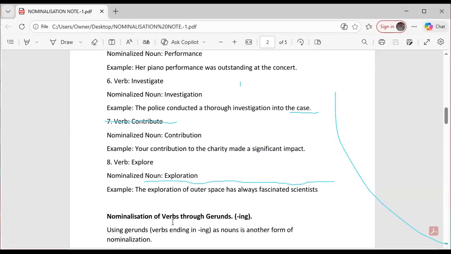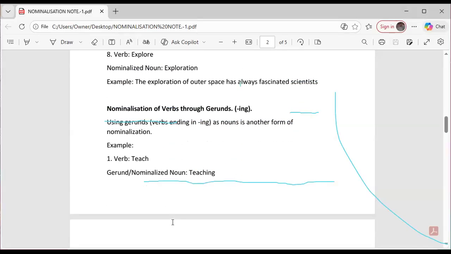Now, what's the next one? Explore. Can you say that? Good. So exploration is the nominalized noun. The exploration of outer space has always fascinated scientists. Okay. Now the next one I want to look at is the nominalization of verbs through gerunds. Initially, I mentioned that gerunds are verbs that end with the ing.